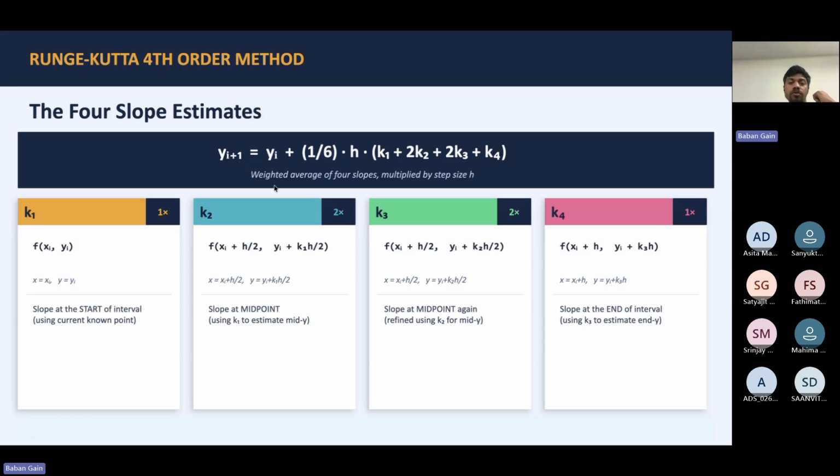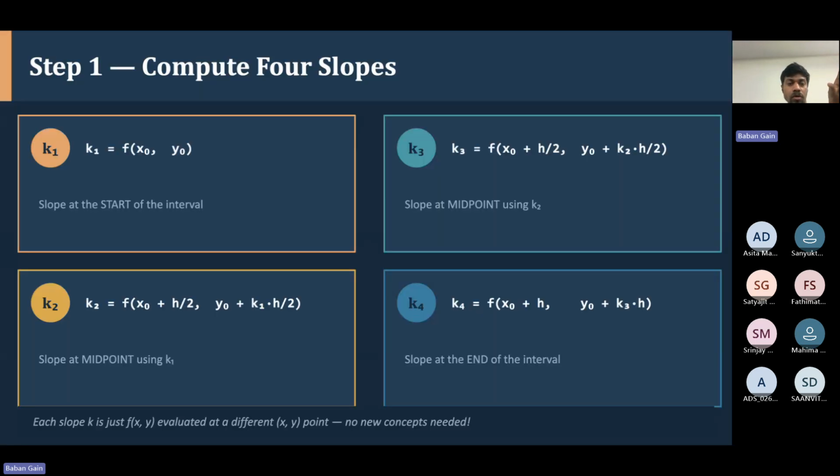So first you have the value of y of 1. You have to use that plus 1 by 6 into h. h is the step size. So there will be 4 steps. So actually I'll come to here.